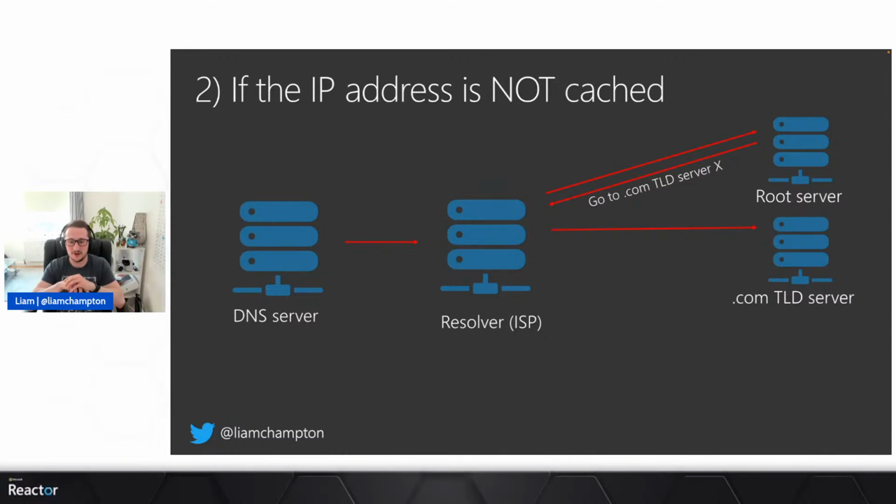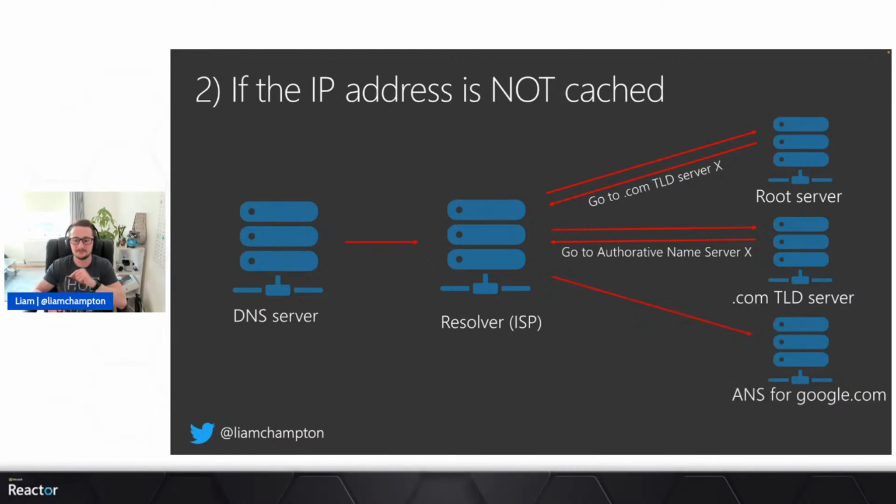So the resolver says, okay, cool. I'm going to go to TLD server X, which is top level domain server X. What is the IP address of Google? And that server says, I don't know, but I do know the authoritative name server for that domain. I know who knows everything about that domain name, IP address, location, and it's server X.